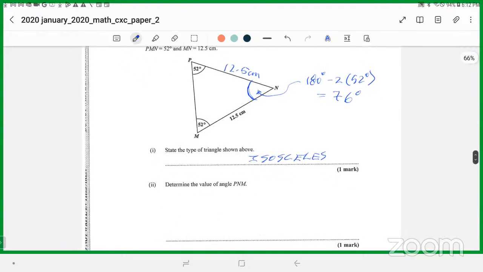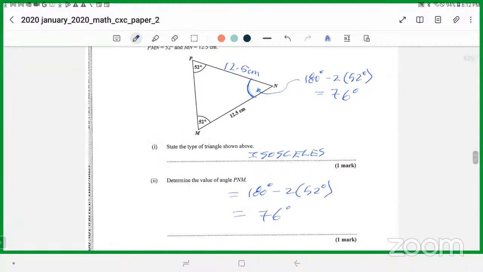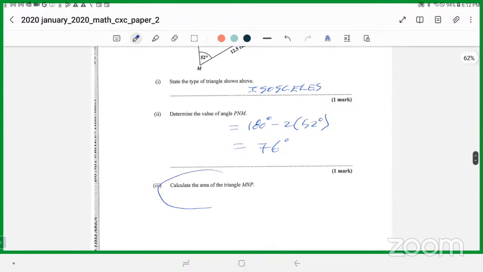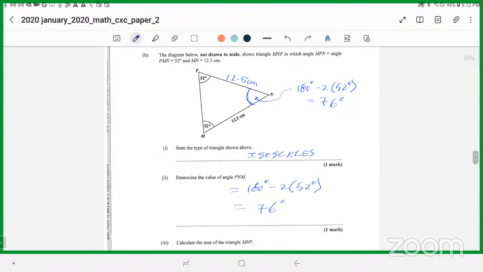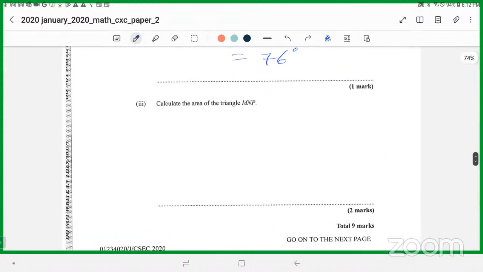All right. It says determine angle PNM at this one up here. So that is this calculation that we just did. It is equal to 180 degrees minus 2 times 52 degrees, which is 76 degrees. All right, then it says calculate the area. Okay, we're going to calculate the area using the trig formula for the area of a triangle. Half ab sine C. Remember, with a trig formula.